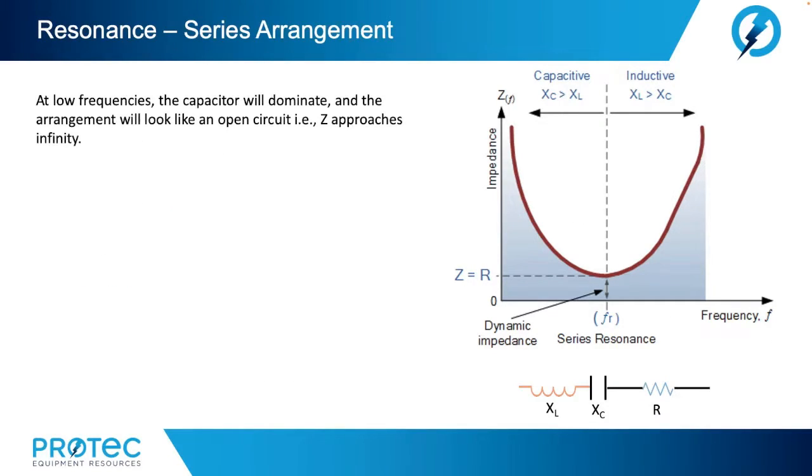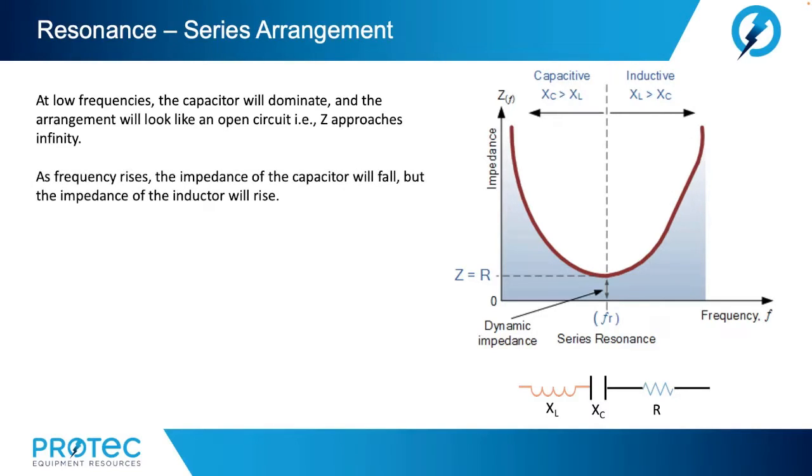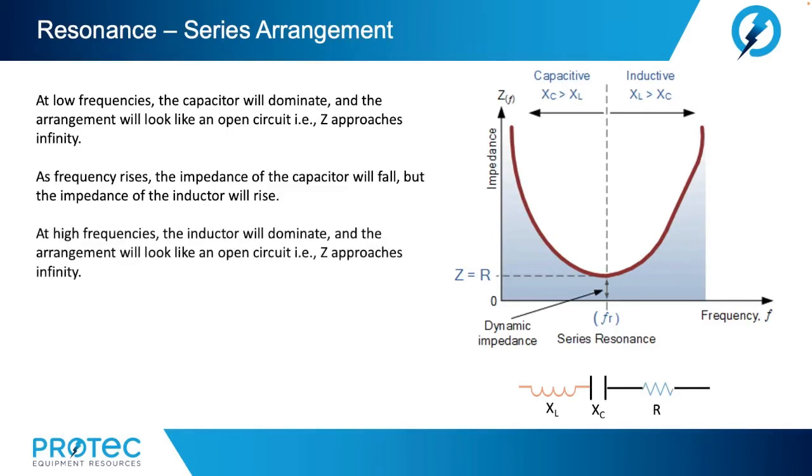Let's look at resonance in a series arrangement. At low frequencies, the capacitor will dominate, and the arrangement will look like an open circuit. The impedance approaches infinity. As frequency rises, the impedance of the capacitor will fall, but the impedance of the inductor will rise. At high frequencies, the inductor will dominate, and the arrangement will look like an open circuit. The impedance approaches infinity.